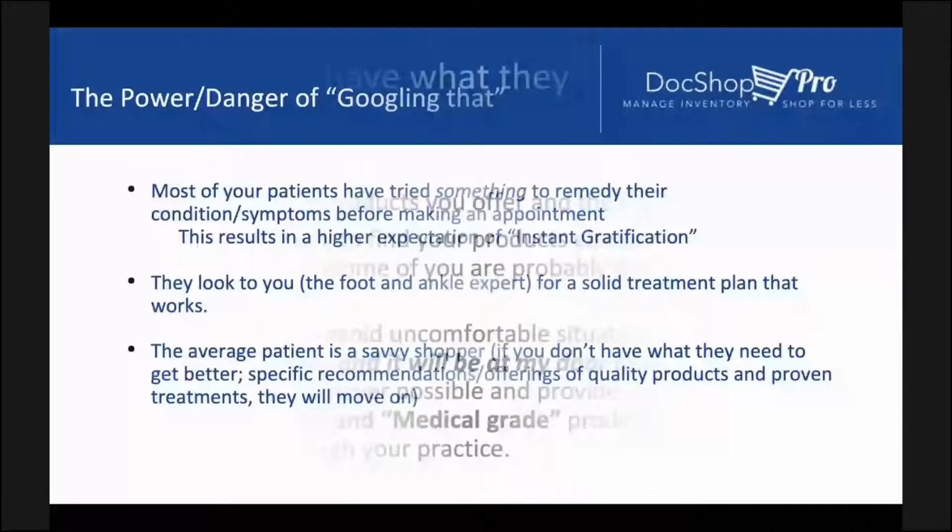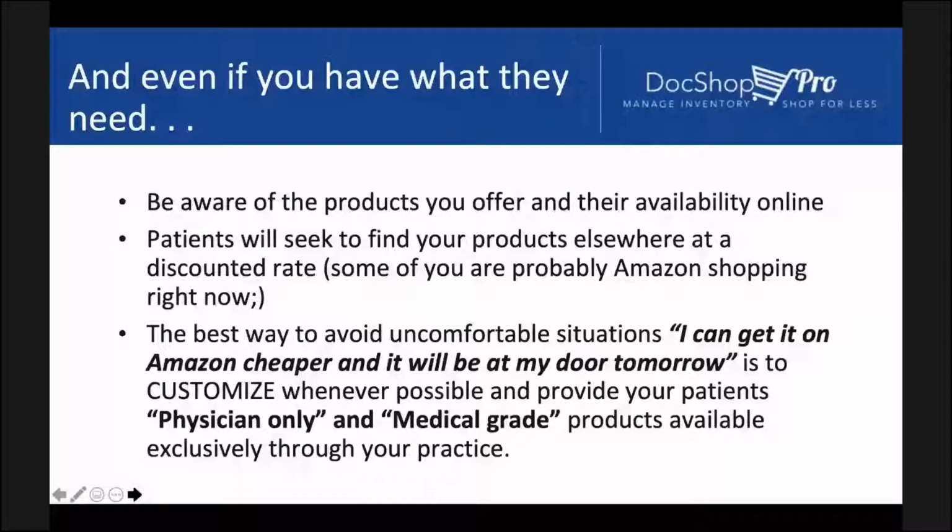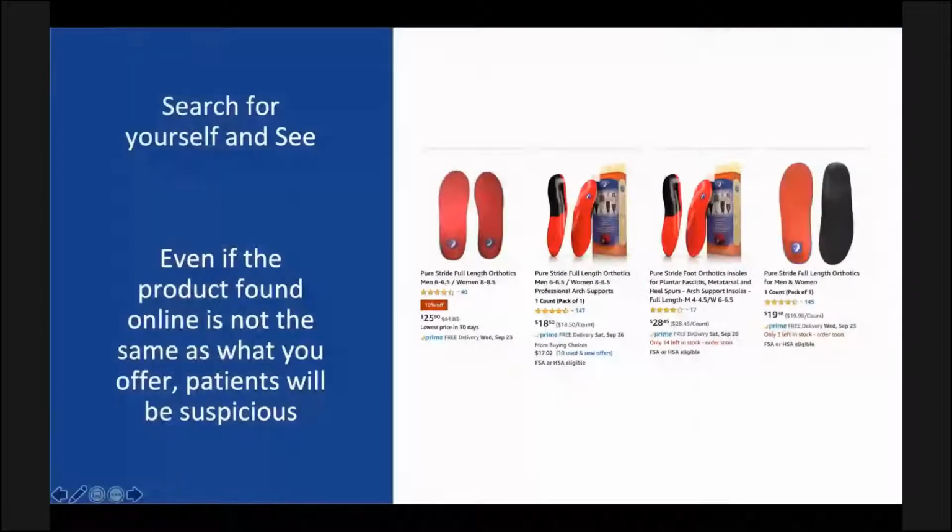And even if you have what they need, be aware of the products you offer and their availability online, because patients will seek to find your products elsewhere at a discounted rate. Some of you are probably scrolling through Amazon right now, making a shopping list. But the best way to avoid uncomfortable situations like, I can get it on Amazon cheaper and it will be at my door tomorrow, is to customize whenever possible and provide your patients physician only and medical grade. There's those two terms again, products available exclusively through your practice. So go ahead, go on Amazon and search for yourself and see. Even if the product found online is not the same as what you offer, patients will be suspicious of you if they find something similar.